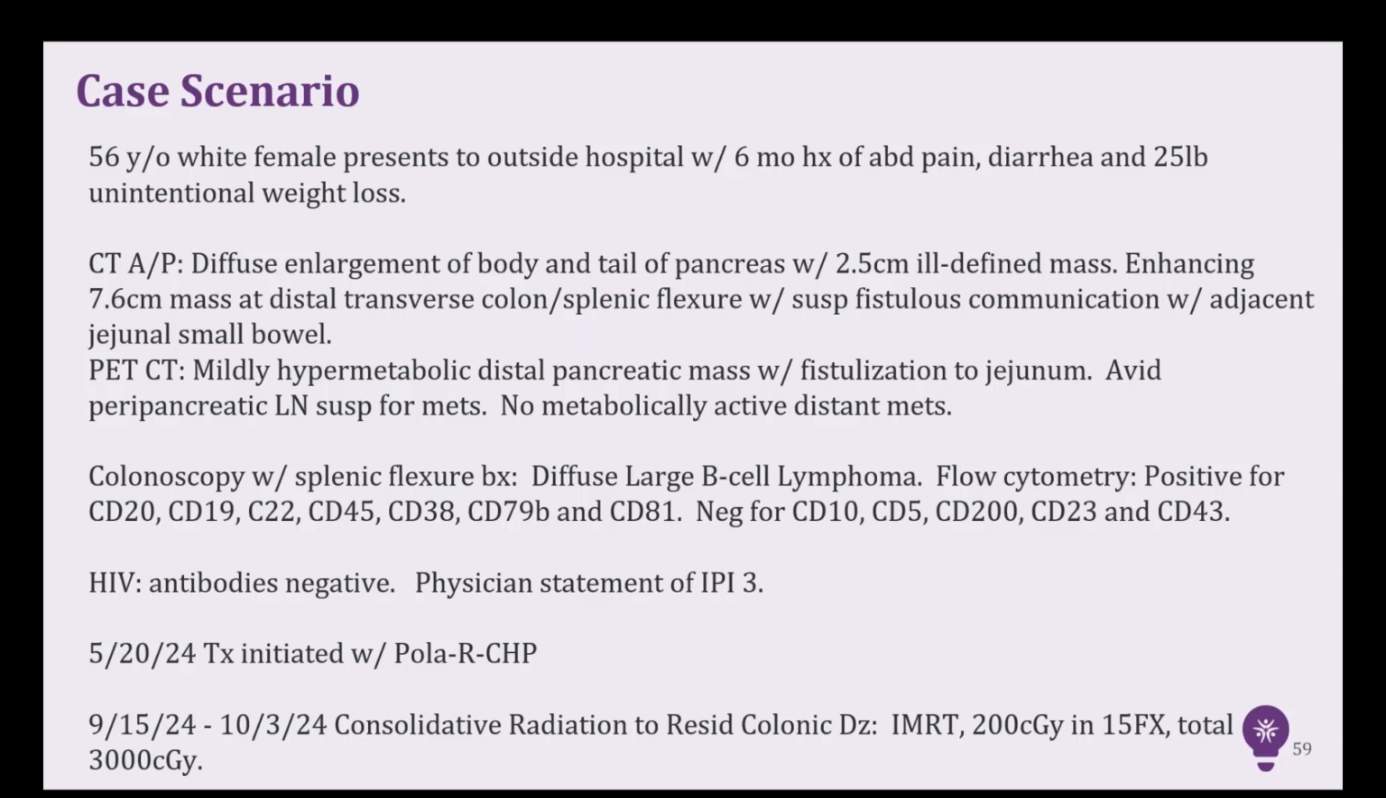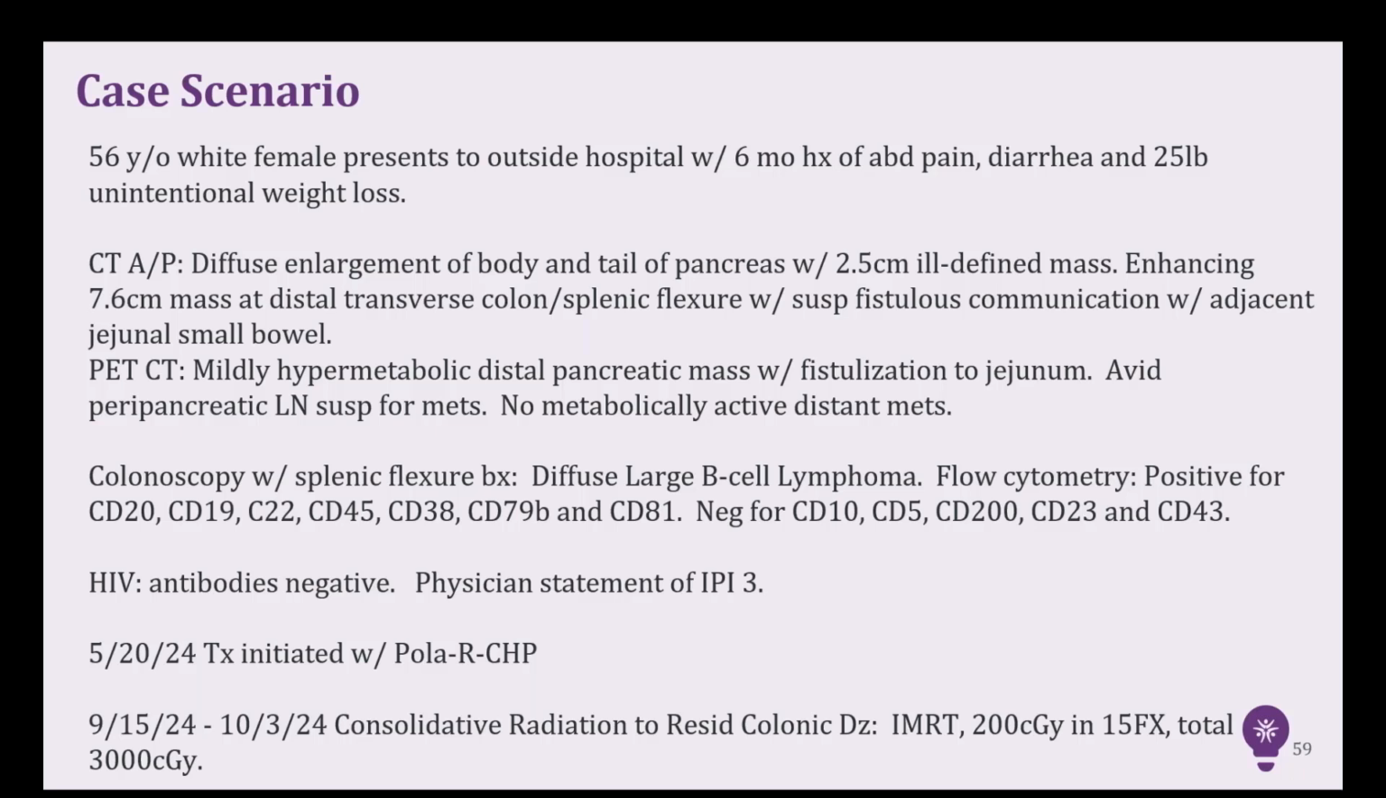So they perform a colonoscopy and they take a biopsy of the splenic flexure, and the results are DLBCL. Flow cytometry is returned and it's positive for these clusters of differentiation. HIV was taken, it was negative, and the physician states the IPI is 3. The patient was initiated with treatment with Pola-R-CHOP and also consolidative radiation to the residual colon disease. So let's code this.